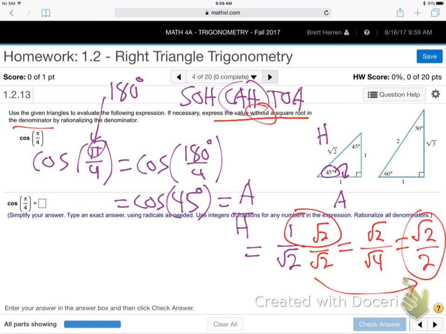Right? So what did we do? We got rid of the root from the bottom. There's no more root in the bottom, which is what they asked me to do. Good on that? That's the final answer. Questions on that one? All right. I'll keep moving.